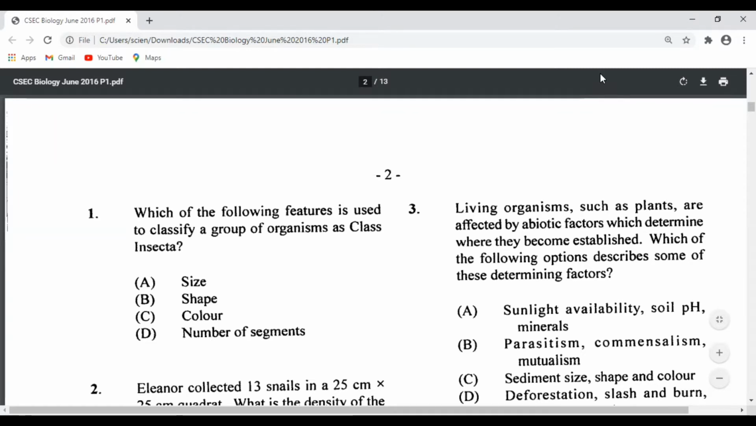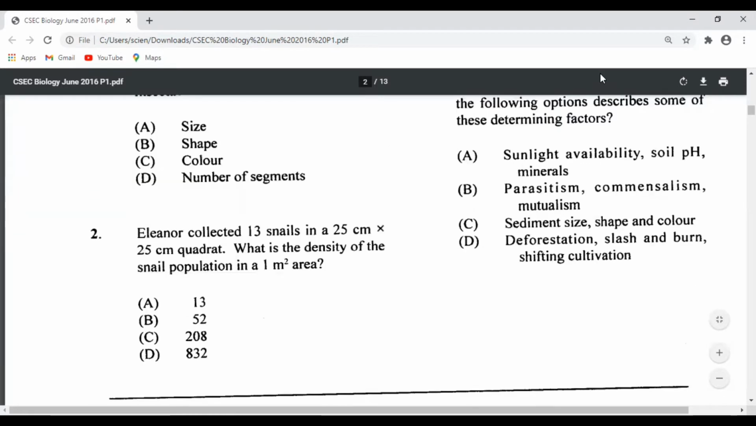So if we were supposed to compare two insects, say for instance the ants and the butterfly, we realize that they have different size, shape, and color. All right, so we would not use those features to classify an insect. Question 2. Eleanor collected 13 snails in a 25 cm times 25 cm quadrant. What is the density of the snail population in a 1 meter cube area?